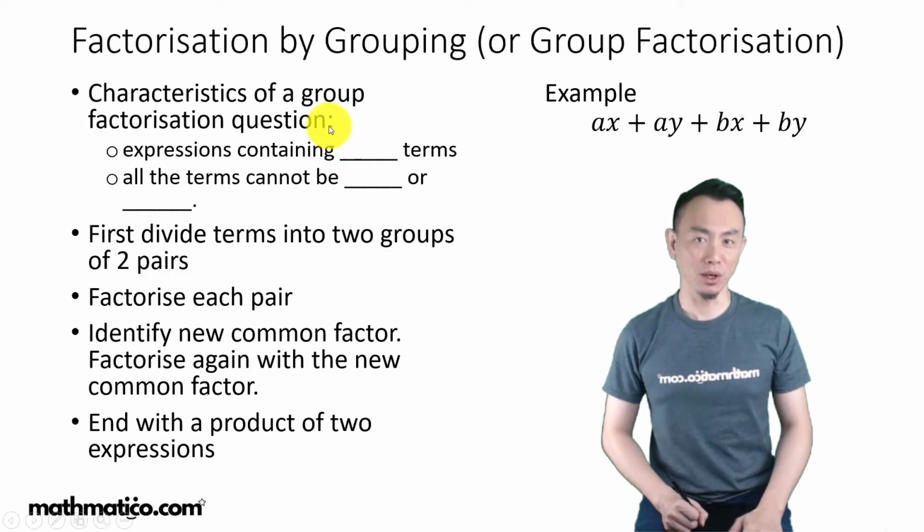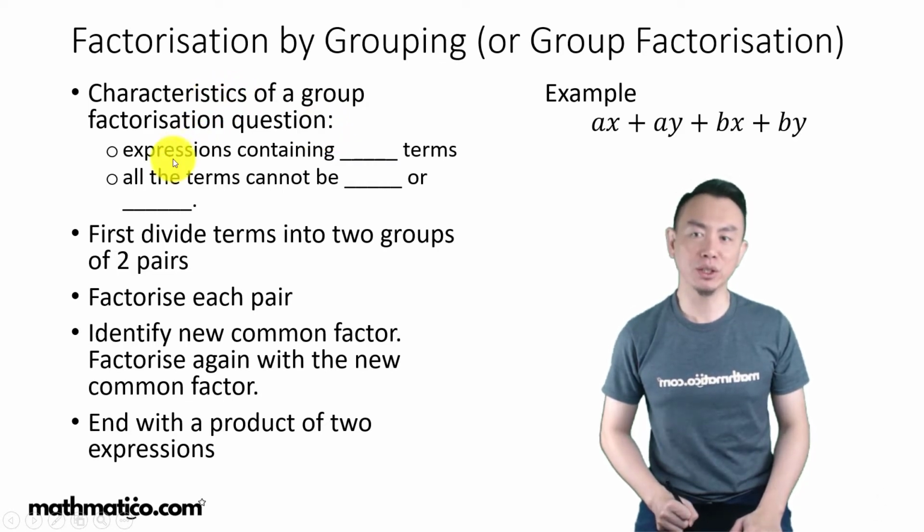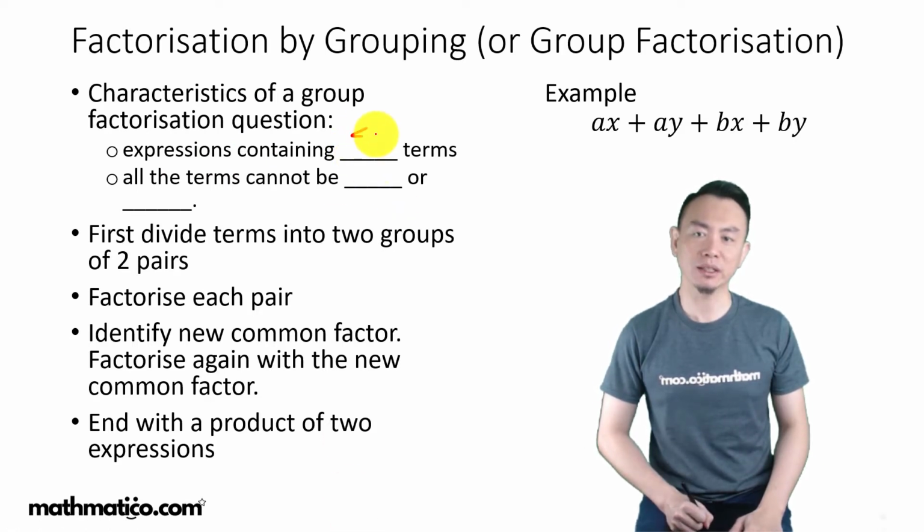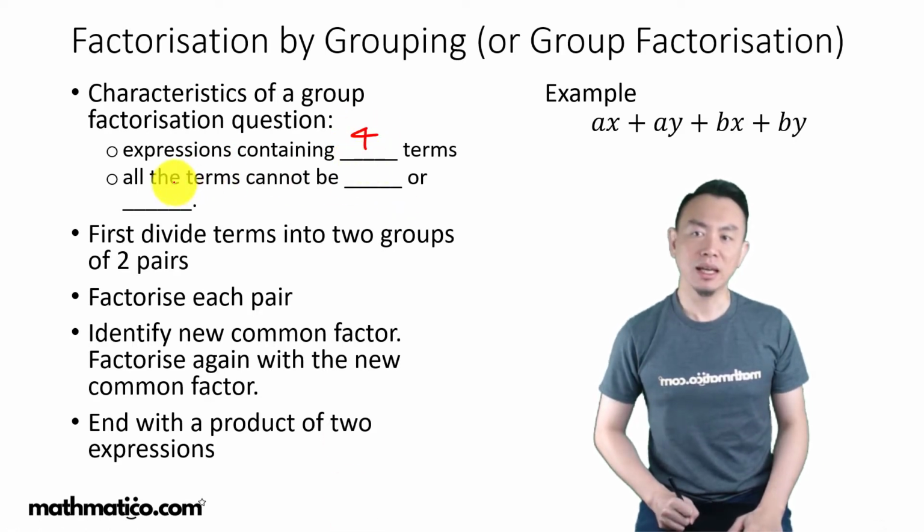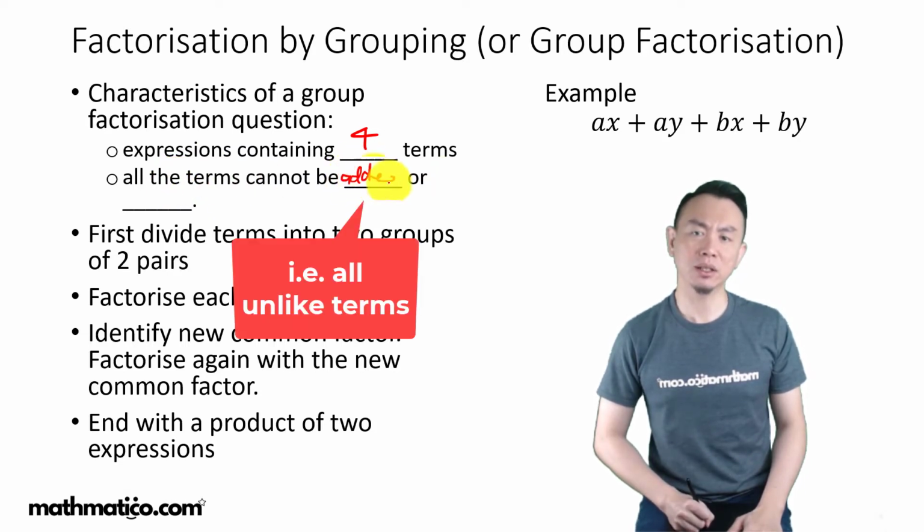Factorization by grouping, also known as group factorization. For a group factorization question, you always have an expression containing 4 terms. That's typical of group factorization questions. And you will notice that all the terms cannot be added or subtracted. You cannot simplify them.